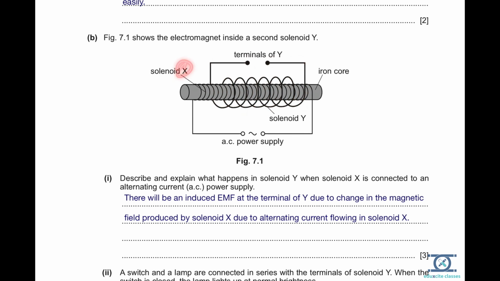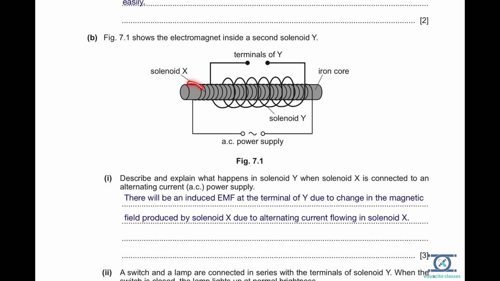X is supplied with an AC power supply. Now we have to describe and explain what happens in solenoid Y when solenoid X is connected to an alternating current power supply. We know that solenoid Y is coiled around the iron core with X. So there will be an induced EMF at the terminals of Y due to electromagnetic induction, which is due to the change in magnetic field produced by X.